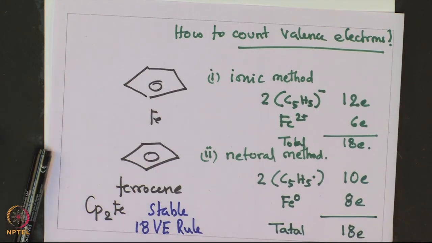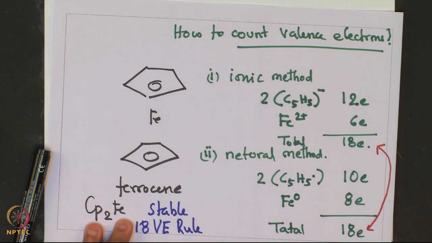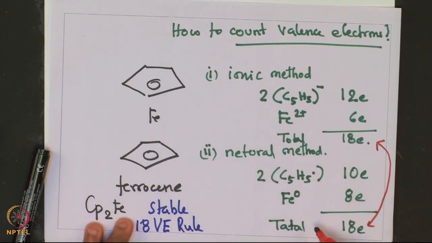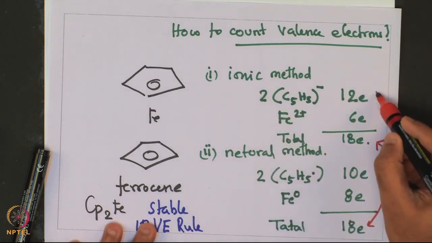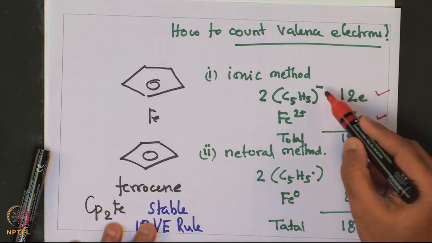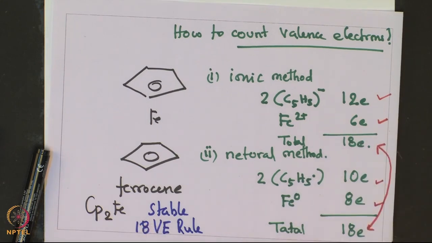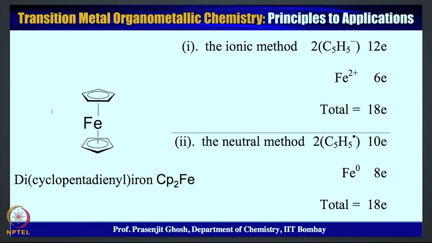What is noteworthy here is that irrespective of the method of counting, the total valence electrons match independent of which method is used. But one must be aware that if one uses the ionic method, one should use the ionic method all the way through, or if one uses the neutral method, one should use the neutral method all the way through. One cannot halfway use an ionic method and then a neutral method and arrive at the right answer. So, you have to adapt to one formalism, either the ionic method or the neutral method, in counting electrons. As far as I am concerned, I find the neutral method more convenient to use, but that is simply my personal preference. So, let us take a look at a few other examples.